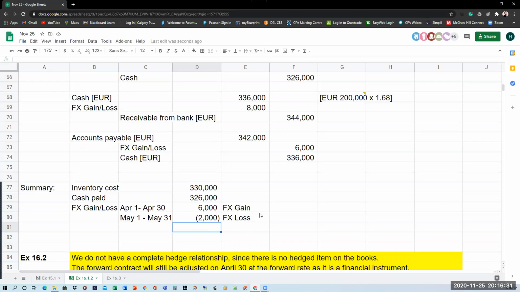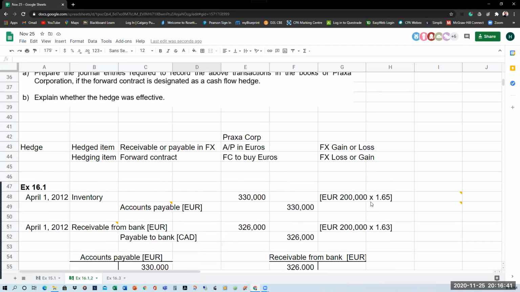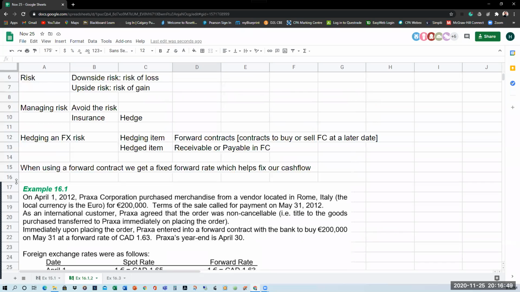Right? So the forward contract was supposed to deliver on 2 counts. One, it was supposed to get us a fixed rate as far as cash flows go, right? When we use a forward contract, first of all, we should be able to fix our cash flows. Were we able to fix our cash flow? The answer is yes. For 200,000 euros, we had to pay a rate of 1.63. That was guaranteed. That's what we got.